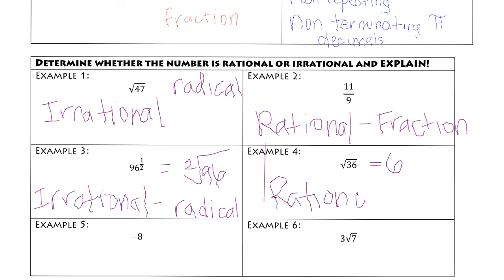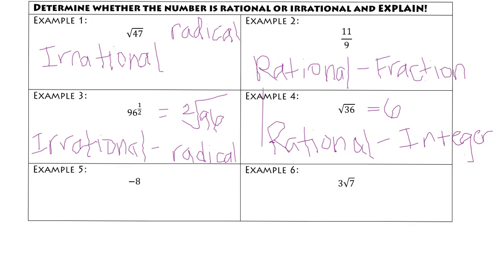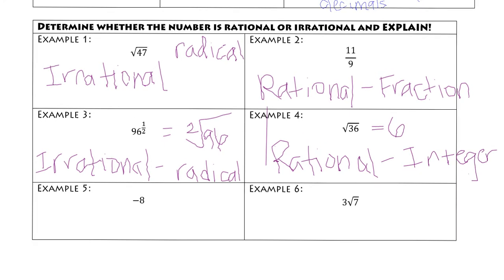Rational. Whoops, handwriting's not good on this today. And the reason is it is an integer. Okay, an integer can be written as a fraction, 6 over 1 or just 6. Last two examples. Example 5, -8. Again, that is just an integer, so same as example 4, it's a rational number. Rational, because it is an integer.